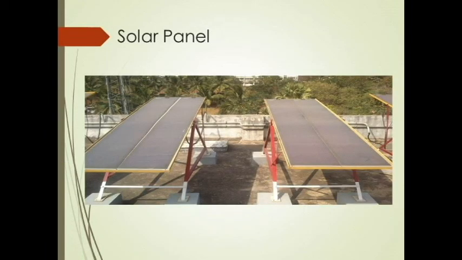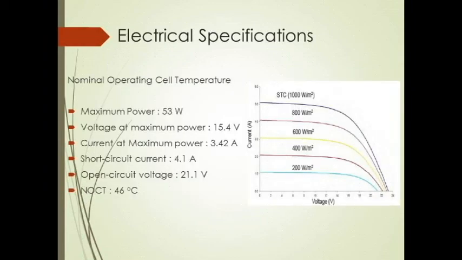The solar panel seen here is PVL68, manufactured by Unisolar. This is installed in Amrita Vishwavidyapeetham, Coimbatore. The panel has the following specifications. It is a 24-volt panel having a short circuit current of 4.1 ampere. It can supply a peak power of 53 watts under nominal operating cell temperature of 43 degrees Celsius.